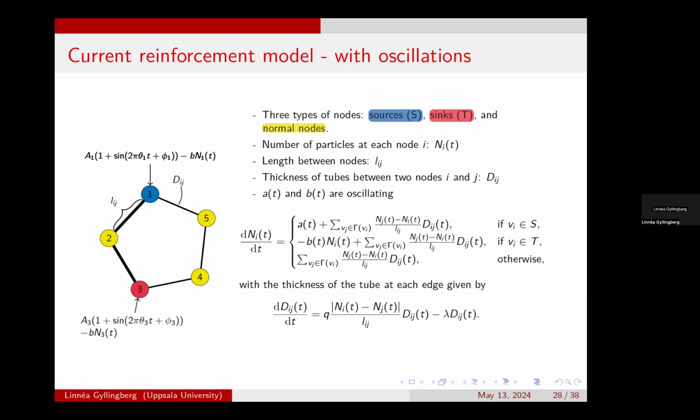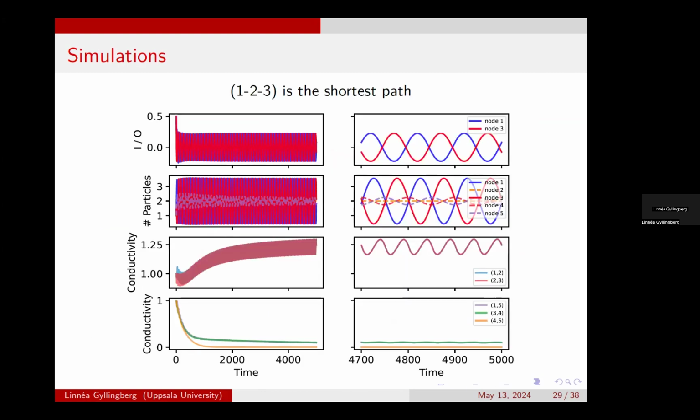So now the input is A1 times 1 plus sine of 2 pi phi 1 t plus theta 1 t plus phi 1 minus b and 1 t. And the other one is something similar. And the idea now is that they are not just sources or sinks, they are oscillating between being sources and sinks. So we have two oscillators and the other ones are non-oscillating, or we don't have any input and output flow on the other particles.